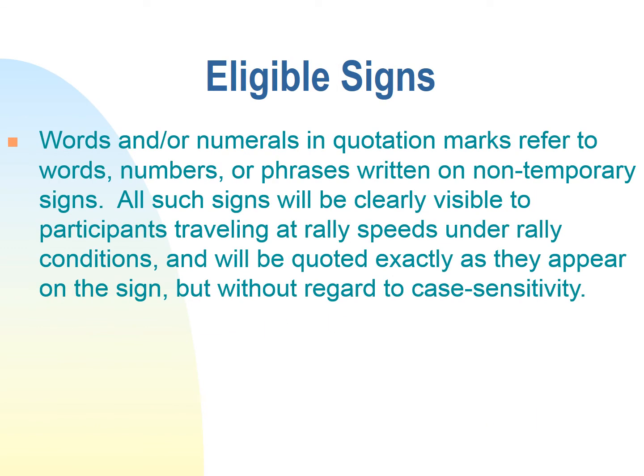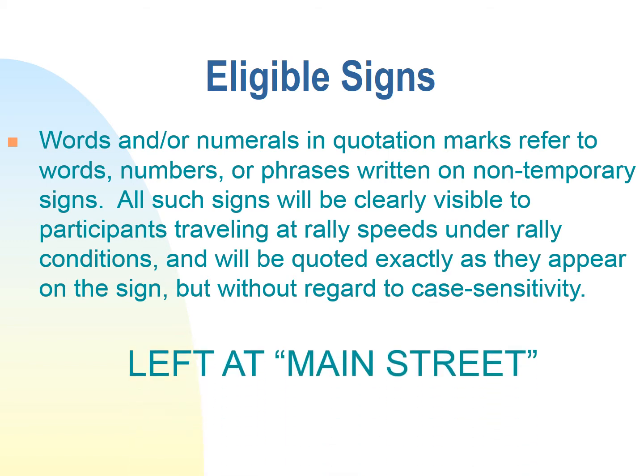All right, let's talk about signs. Words and/or numerals in quotation marks refer to words, numbers, or phrases written on non-temporary signs. All such signs will be clearly visible to participants traveling at rally speeds under rally conditions, and will be quoted exactly as they appear on the sign, but without regard to case sensitivity. So this instruction would be read as left at sign reading Main Street.